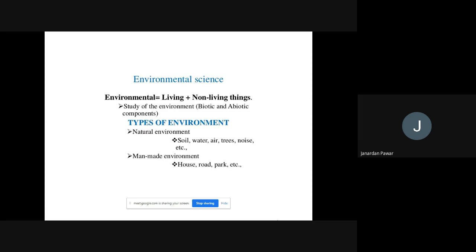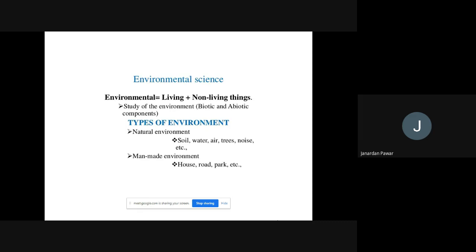So there are two components of every environment. Whatever sort of environment we see around us, there are two factors, two elements, two components. One is the biotic component and another one is the abiotic component. So here we talk about those things especially.